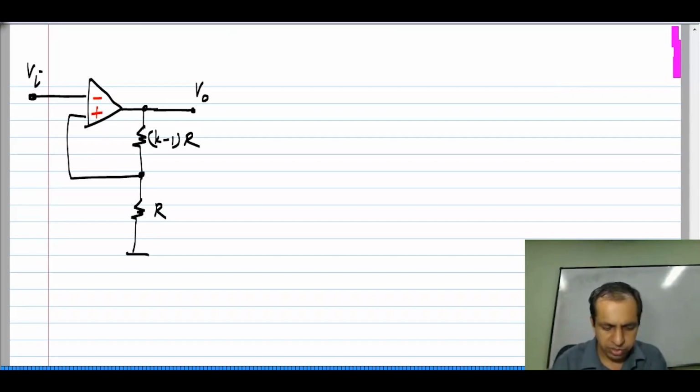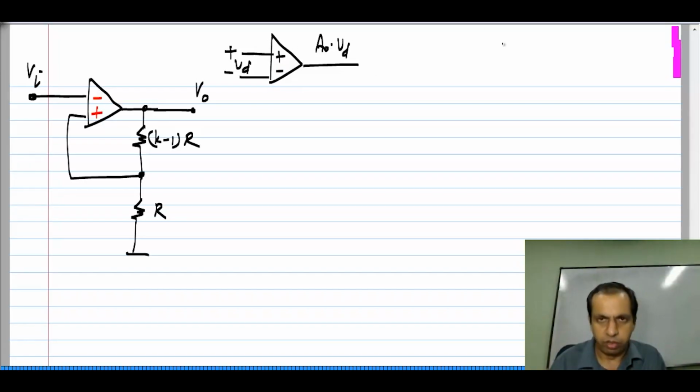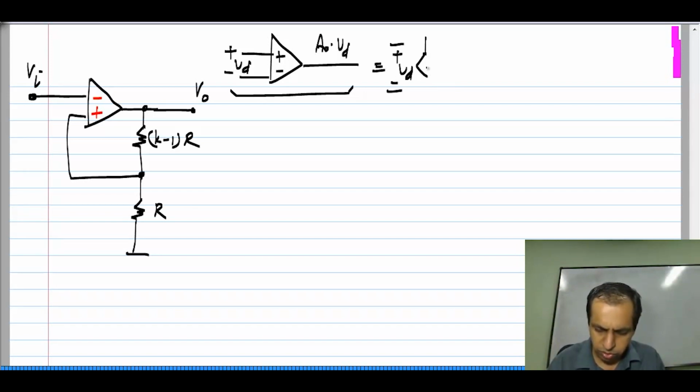The definition of the op amp is still of course the same. V D is defined from the positive to negative terminal of the op amp, and the output will be A naught times V D, where A naught is a positive number. It is a large positive number, and this will correspond to a control source which amplifies V D.